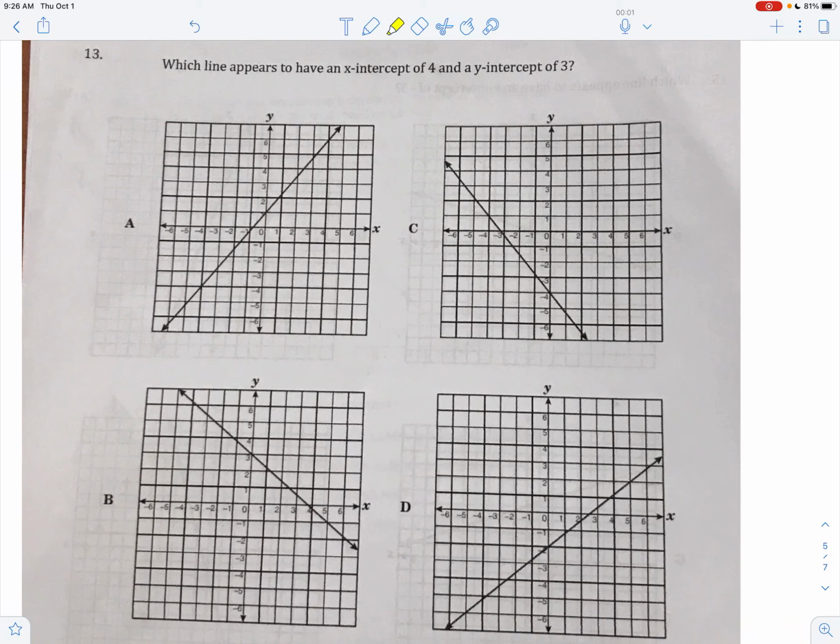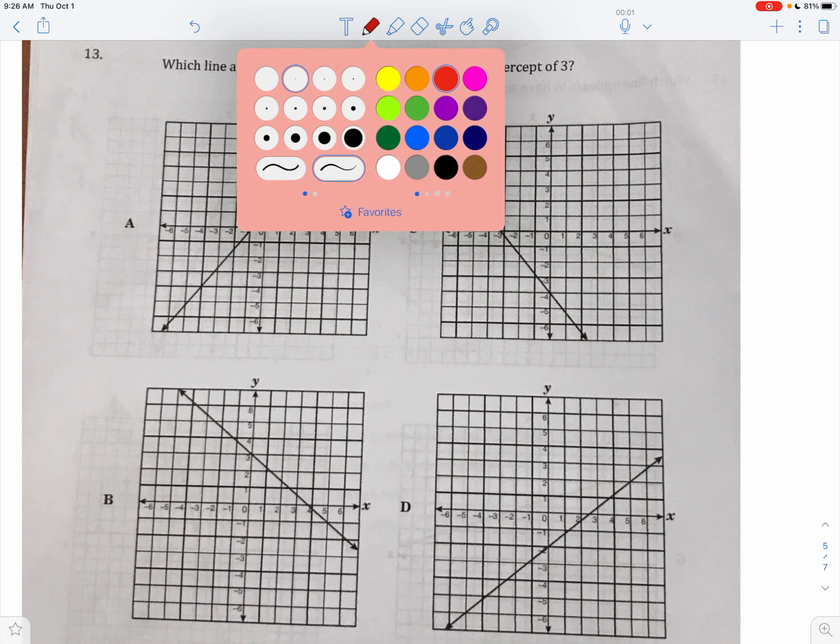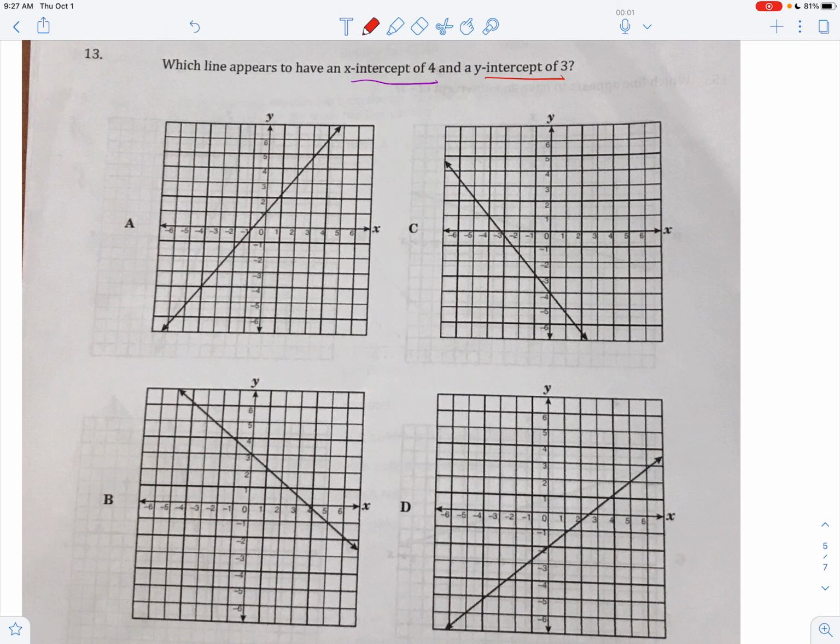Okay, everybody. For the third part of this review, we're going to wrap up. It says, which line appears to have an x-intercept of 4 and a y-intercept of 3.